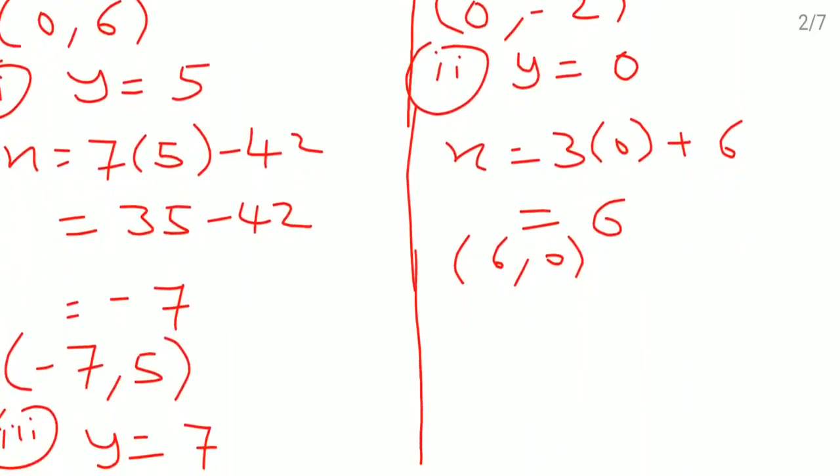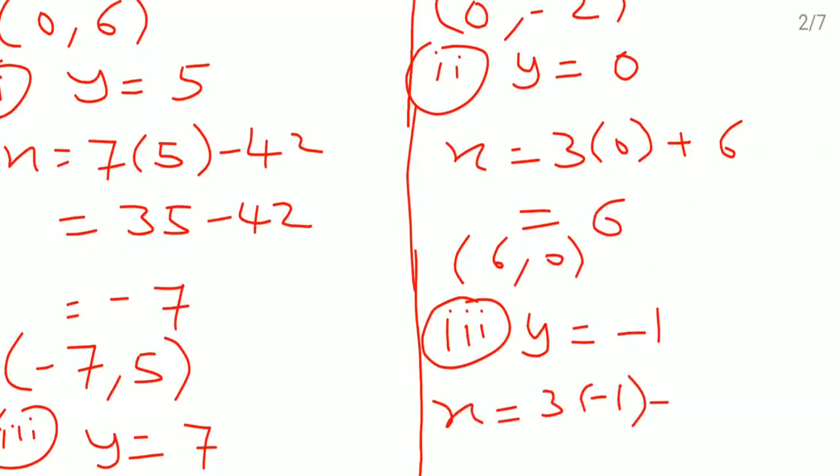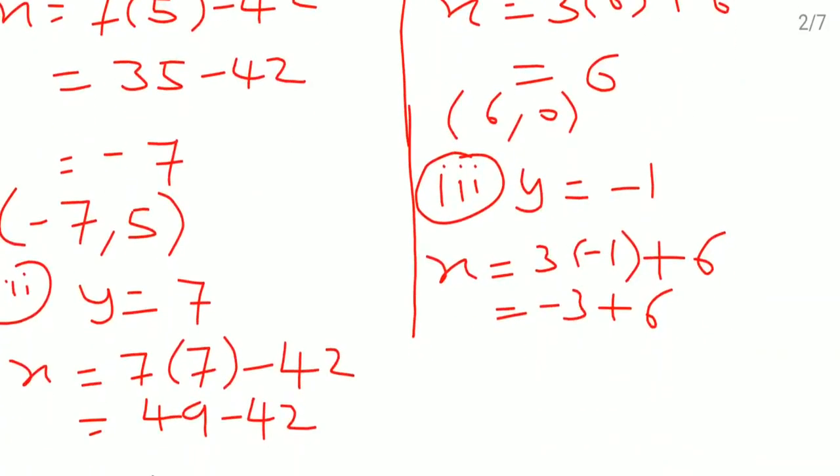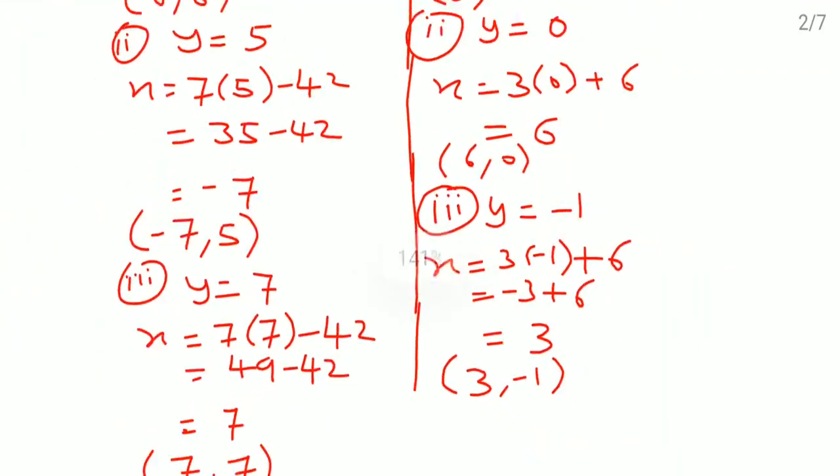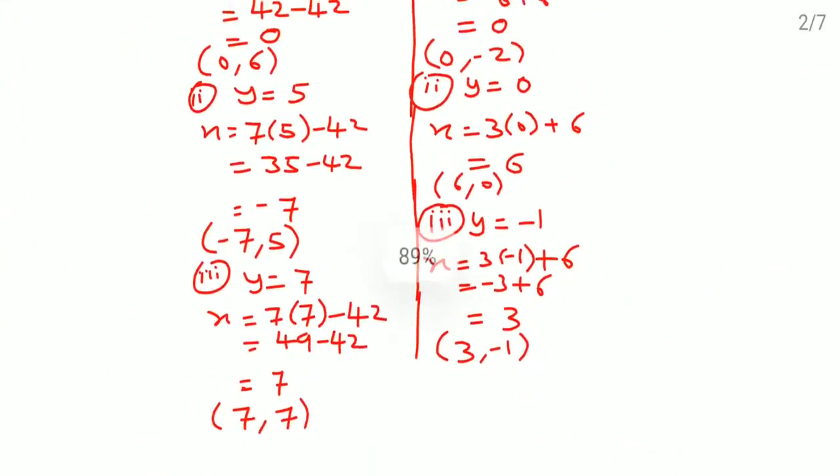Now we'll go for the third point. Now see the third point here. y which is equal to, suppose, minus 1. So x which is equal to 3 into minus 1 plus 6. So it is minus 3 plus 6. See our answer now. Here x which is equal to 3 and our point became 3, -1.